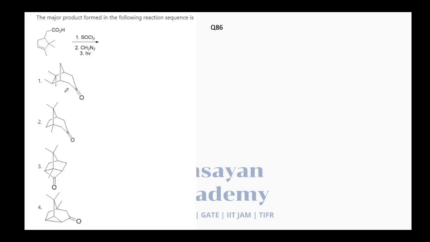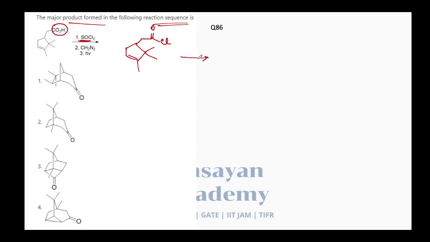Let's move onwards to next important question, guys. The major product formed in the following reaction sequence is, so just try this by yourself, guys. It's a very simple reaction. What do you see over here? You see that you're having an acid and you can convert it to acyl chloride. So first of all, let's convert the acid to acyl chloride in the presence of SOCl2.